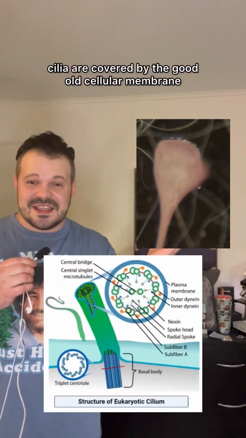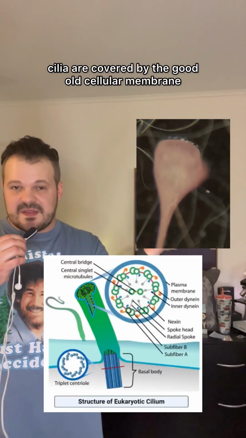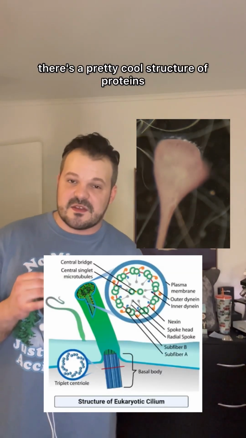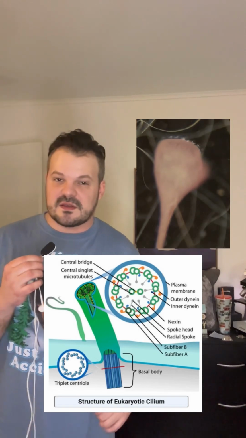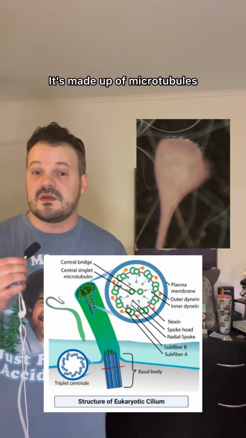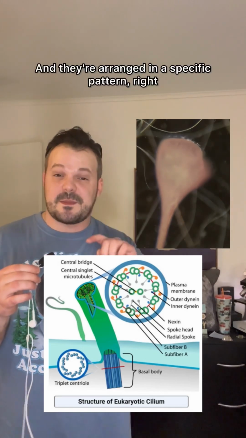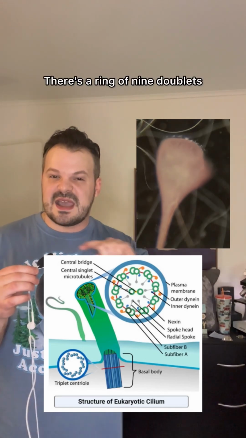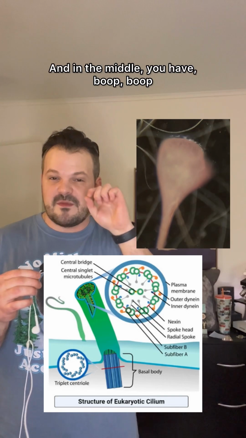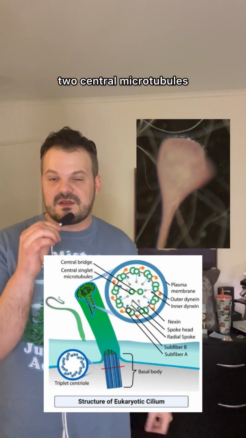On the outside, cilia are covered by the good old cellular membrane that we all know and love, but on the inside there's a pretty cool structure of proteins called the axoneme. It's made up of microtubules, which are protein structures, and they're arranged in a specific pattern, right? There's a ring of 9 doublets, and then in the middle you have 2 central microtubules.